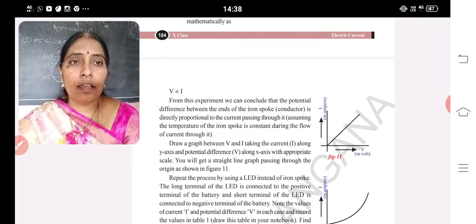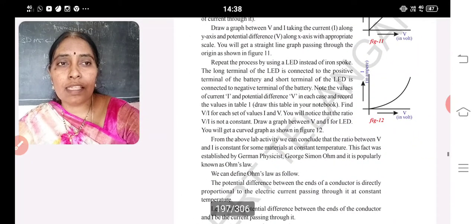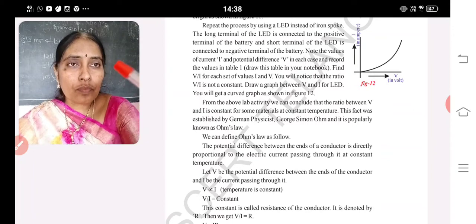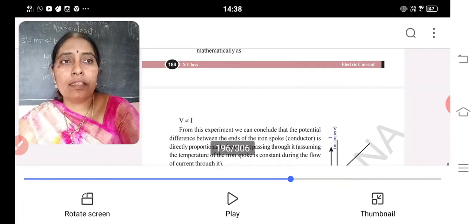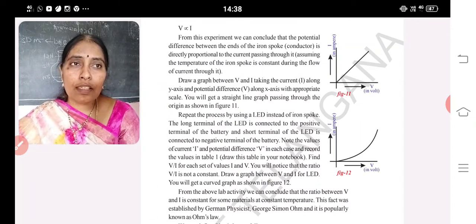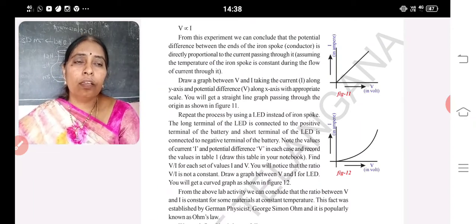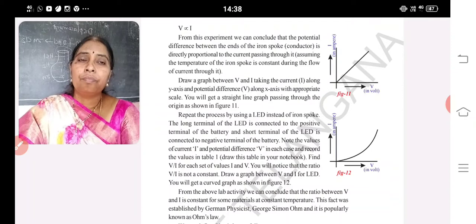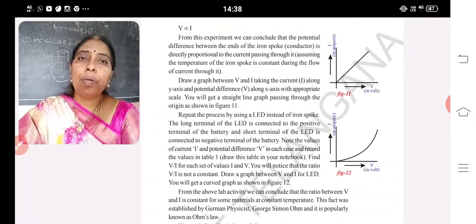And in our experiment we took an LED also. What is the use of the LED? In the case of normal cells, as potential is increasing, the amount of current also increases. But in the case of the LED, as the potential difference is increasing, the intensity of the bulb is not increasing; current is not increasing in that ratio. So the LED is not obeying Ohm's law.